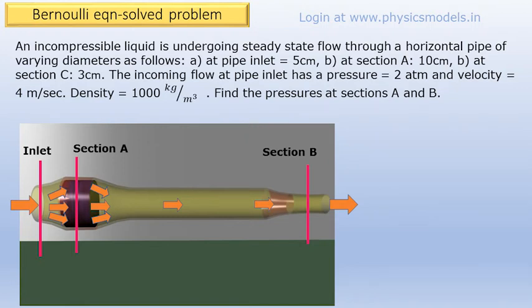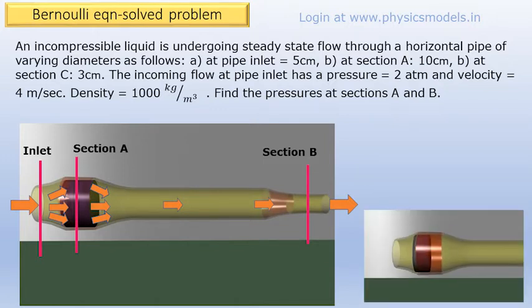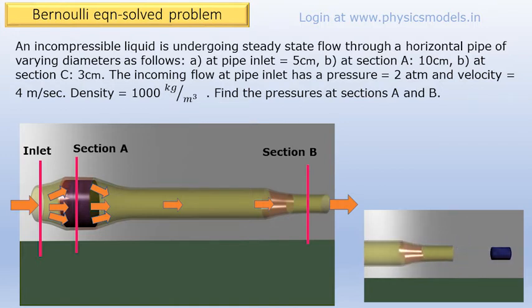Hi, in this video we will solve a problem of an incompressible liquid which is having a laminar flow through a horizontal pipe. The pipe has different diameters at the inlet, at section A and section B. The inlet conditions are defined in terms of pressure and velocity. We have to find out the pressure at section A and section B. You can also see a small animation on the right hand side.